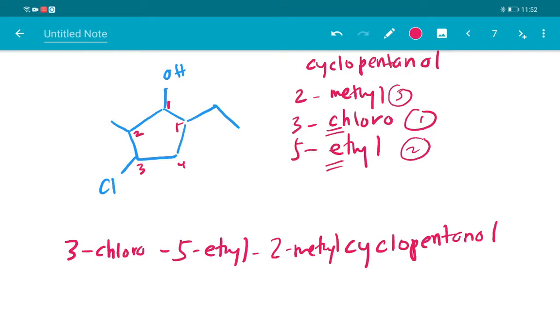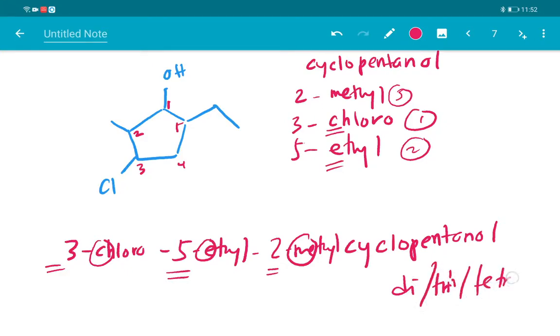Okay, jadi sekarang ni, seperti anda lihat, we arrange all the substituent not because of the numbers. However, we are looking at the letters. Okay, please take note that again, di, tri, or tetra does not considered in determining the alphabetical order. Pasal dia menunjukkan nombor.